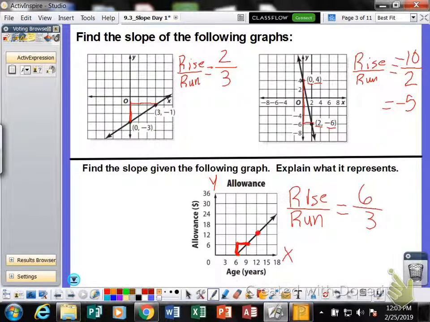So my slope is going to be 6 over 3, or we can simplify this to 2. So here we have a slope of positive 2. And if I want to explain what this represents, you could say something along the lines of the allowance increases $6 every 3 years after the age of 6. Because notice we start at the age of 6, so it has to increase $6 every 3 years after the age of 6.